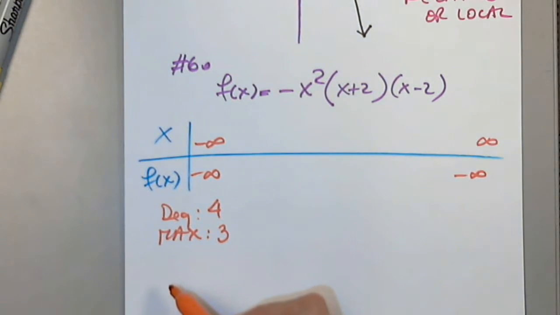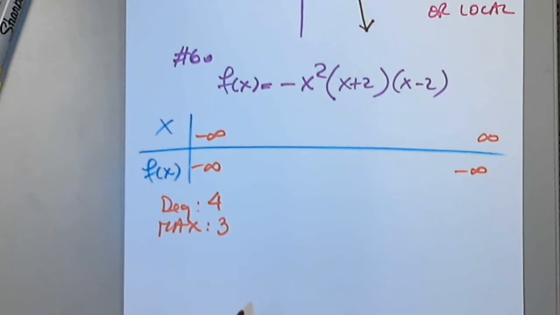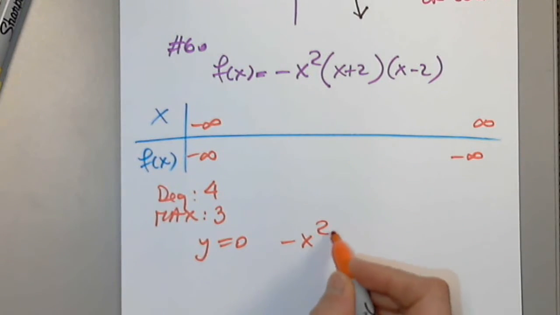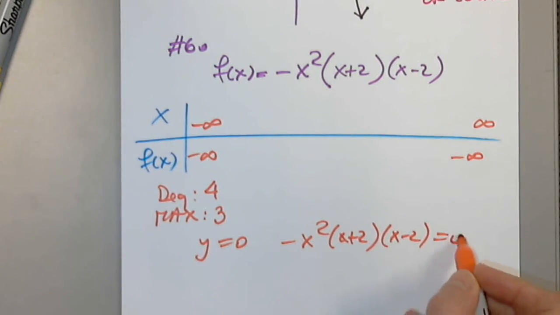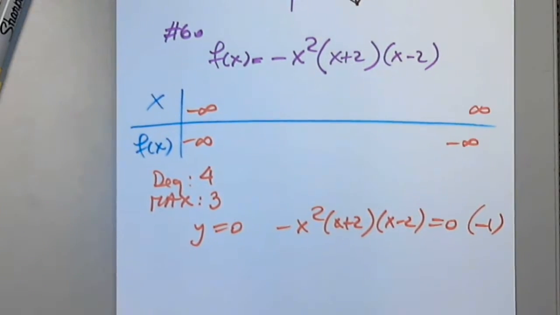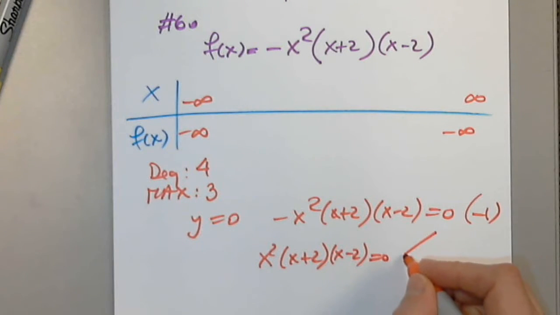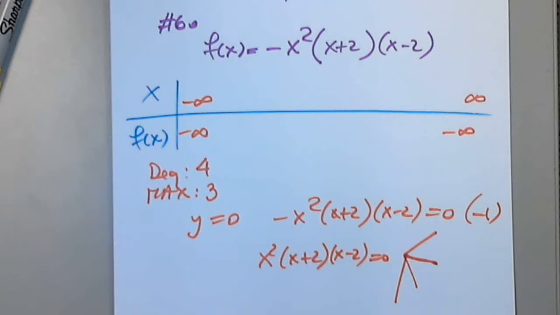X-intercepts. How do I find the x-intercepts? That's the y-intercept. How do we find the x-intercepts? Thank you. Negative x squared, x plus 2, x minus 2 equals 0. Of course, I will multiply and clean it up by negative 1. How many solutions will you give me? 4. Very good. I have to have 4. Degree 4, 4 solutions. Good.